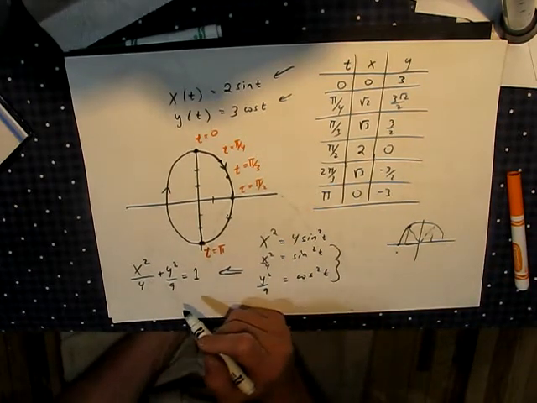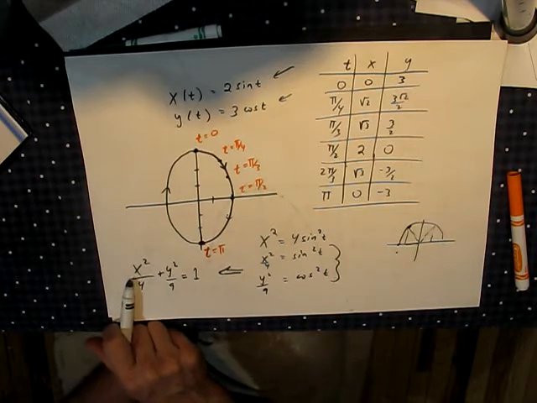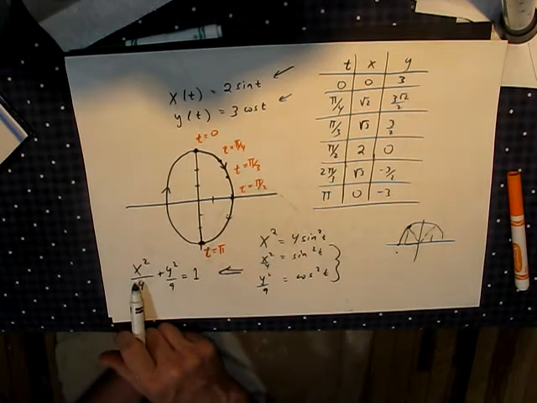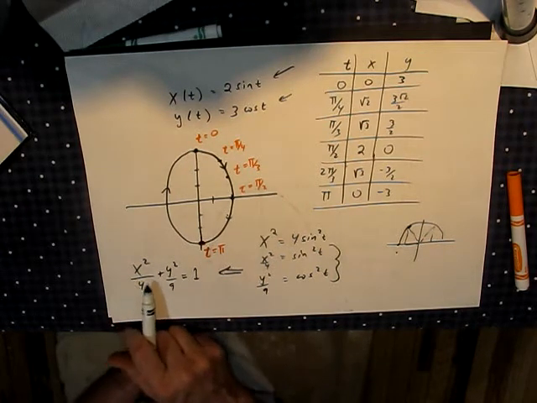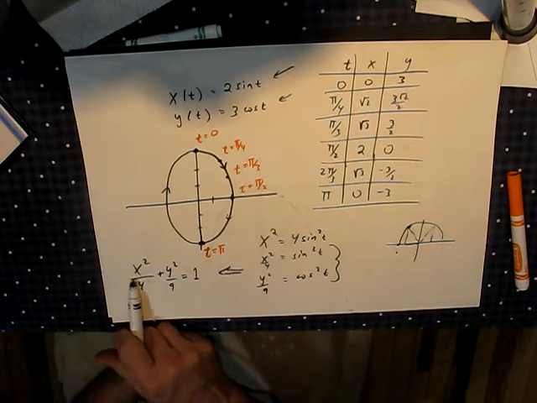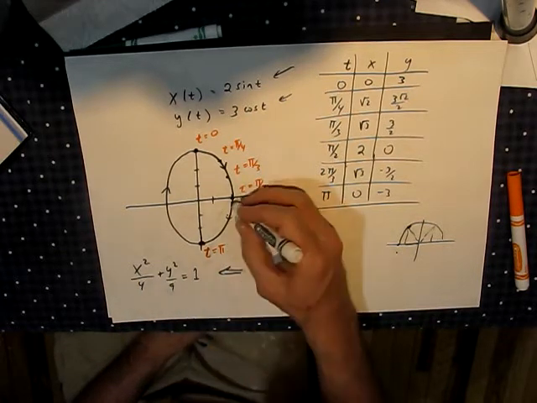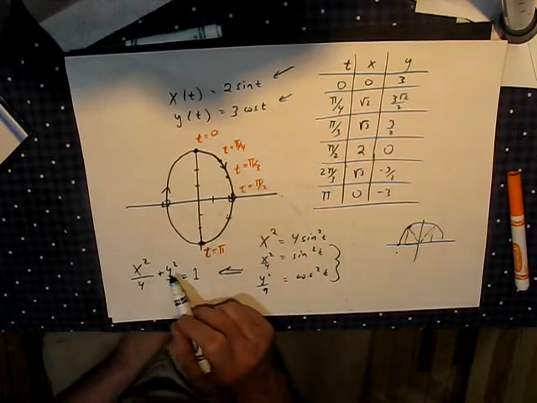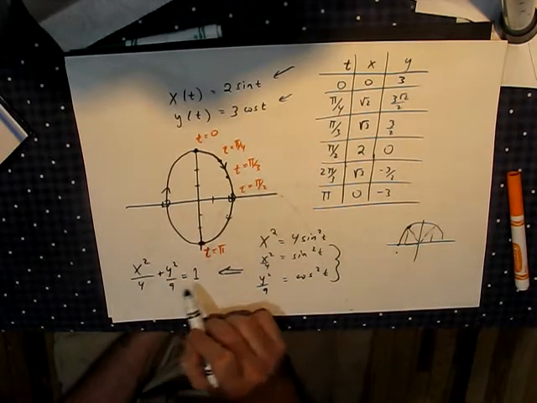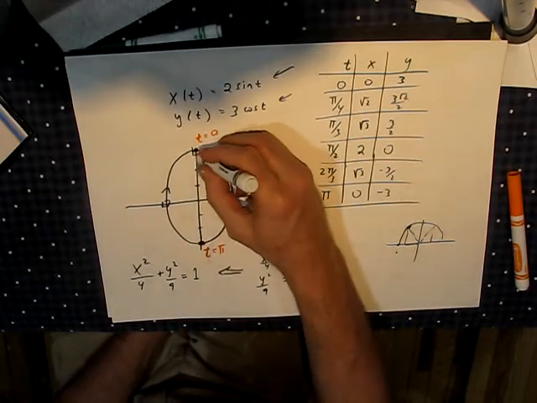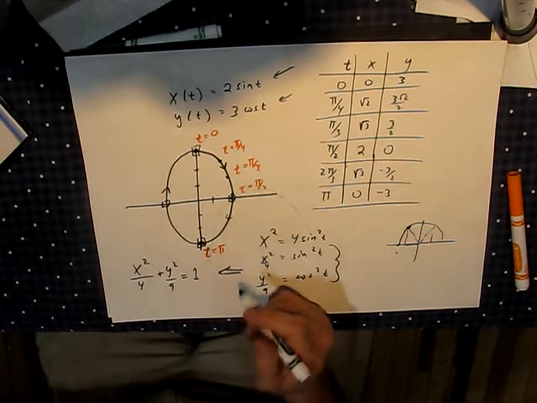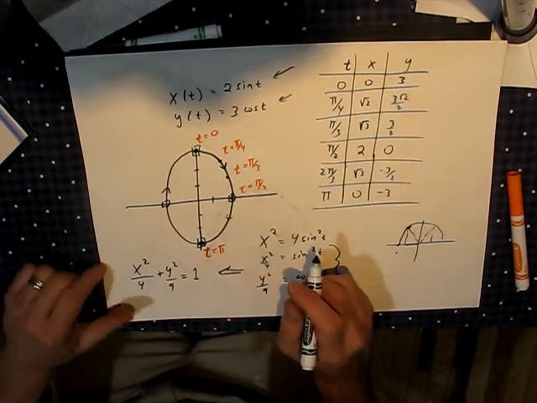And it's easy to see why, because if x is ever bigger than 2, this can't be equal to 1 because this is positive, so x is clearly bounded between minus 2 and 2. And when x is at 2 and minus 2, this equals 1, so y has to be 0, so these 2 points are really easy to spot. Same thing with y equals 3 and minus 3. That makes it already equal to 1, so x has to be 0, and these 2 points are easy to spot. And we have an equation for an ellipse.